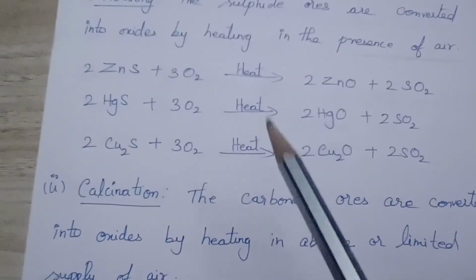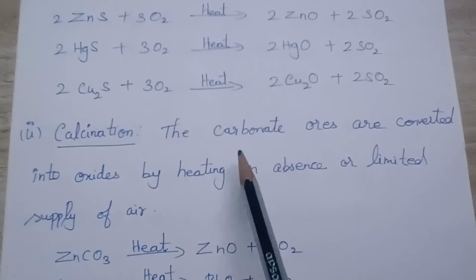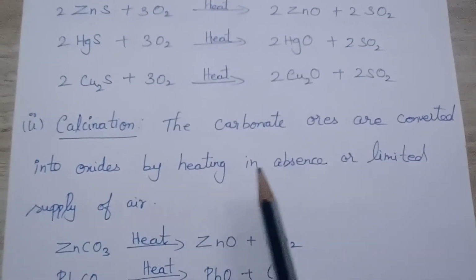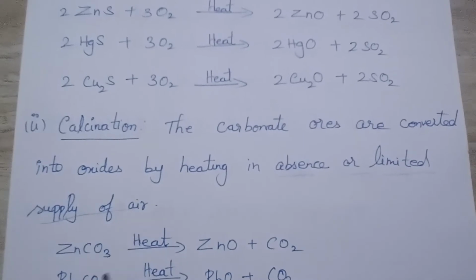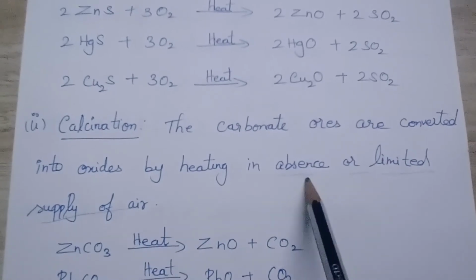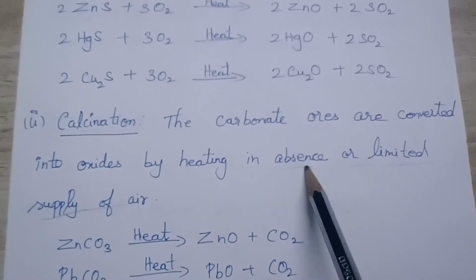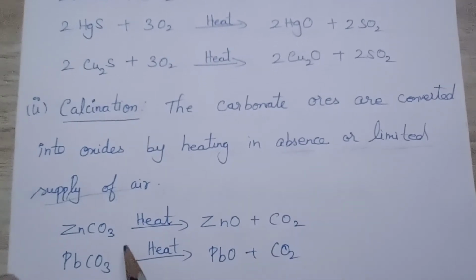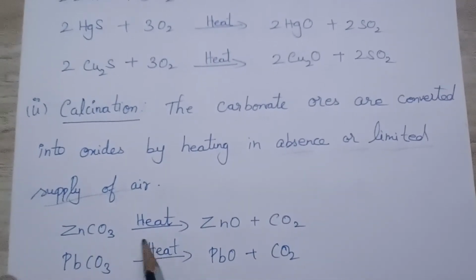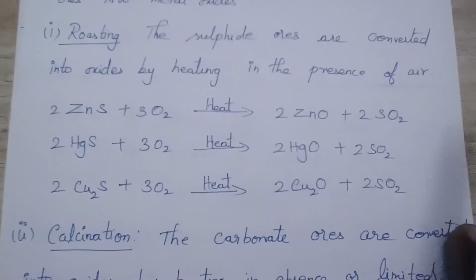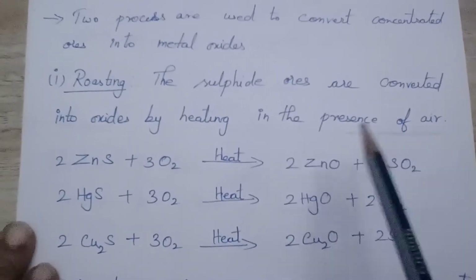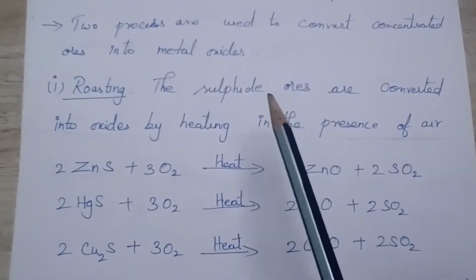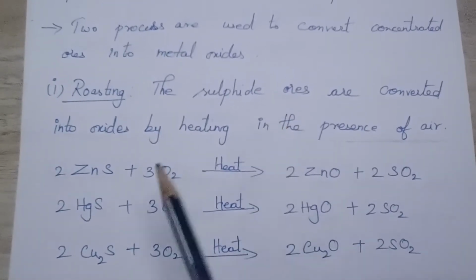When it is a carbonate ore, the carbonate ores are converted into oxides by heating in the absence or limited supply of air. In a limited supply of air, or otherwise in the absence of air, if we heat that ore, then it will be converted into metal oxide. So for converting the sulfide ores we will go for the roasting method.